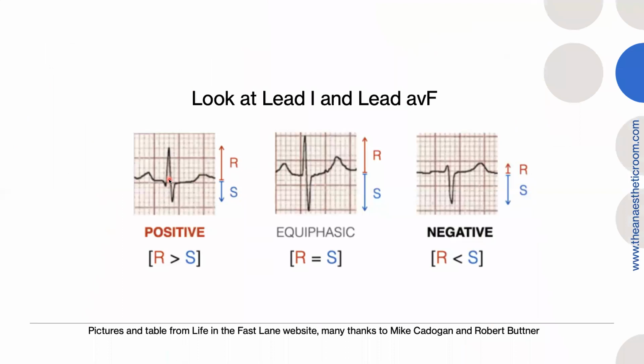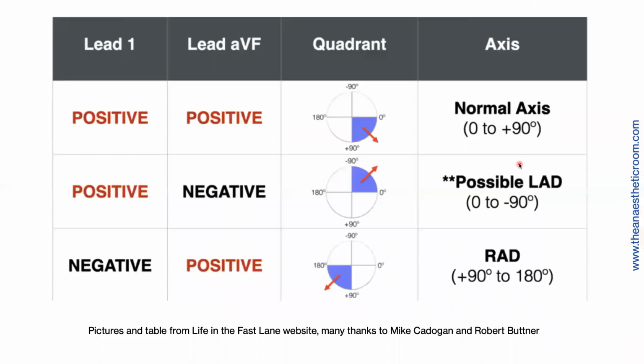So how do you tell if the axis is deviated on the ECG? This requires you to look at lead 1 and lead AVF. In each of these leads, the R and S waves, remember QRS complex, can either be positive, where the R is bigger than the S, equiphasic, where R and S are about the same, or negative, where S is bigger than the R. Very simply, lead 1 looks towards the left side of the heart, towards the armpit on the left, and lead AVF looks towards the feet. I try and remember F for feet.